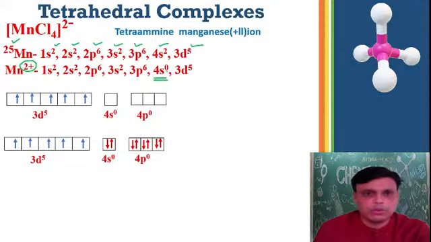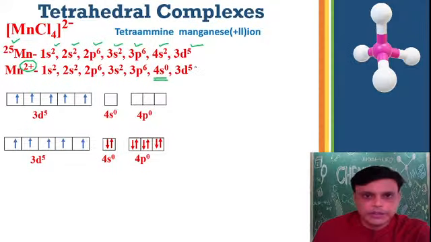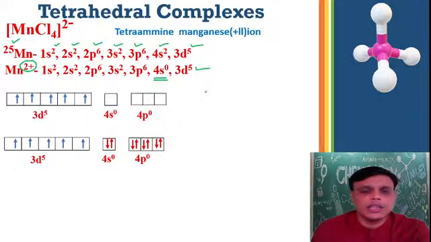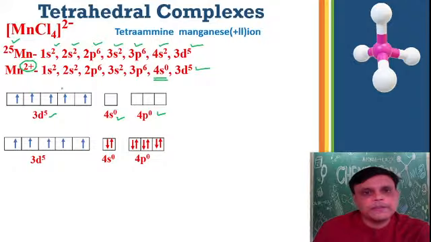ठीक है. तो जो दो इलेक्ट्रॉन्स है वो 4s से जाने वाले हैं. So 4s0 3d5. So this is the valence electronic configuration of Mn2 plus. Then draw the box diagram. 3d5 electrons, 4s0 and 4p0. Now fill the 5 electrons in these 5 d orbitals. ठीक है. Then the coordination number of this complex is 4.